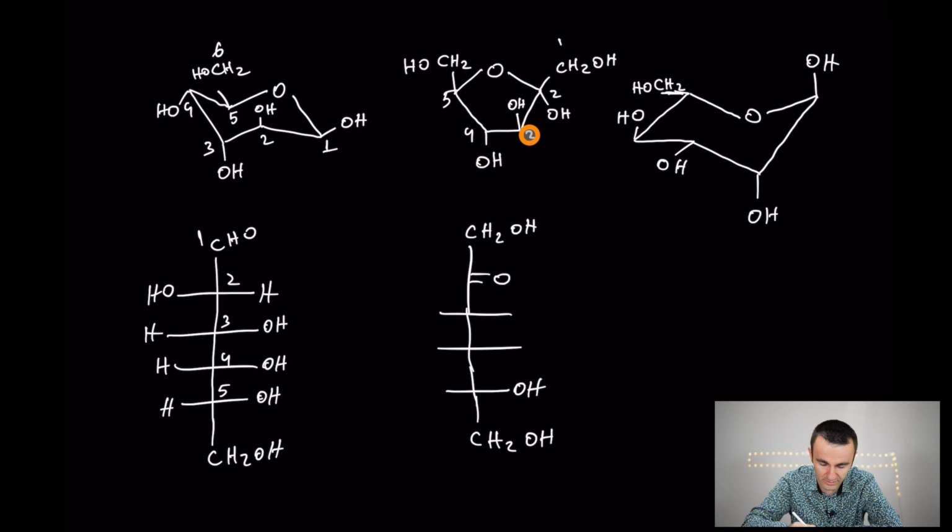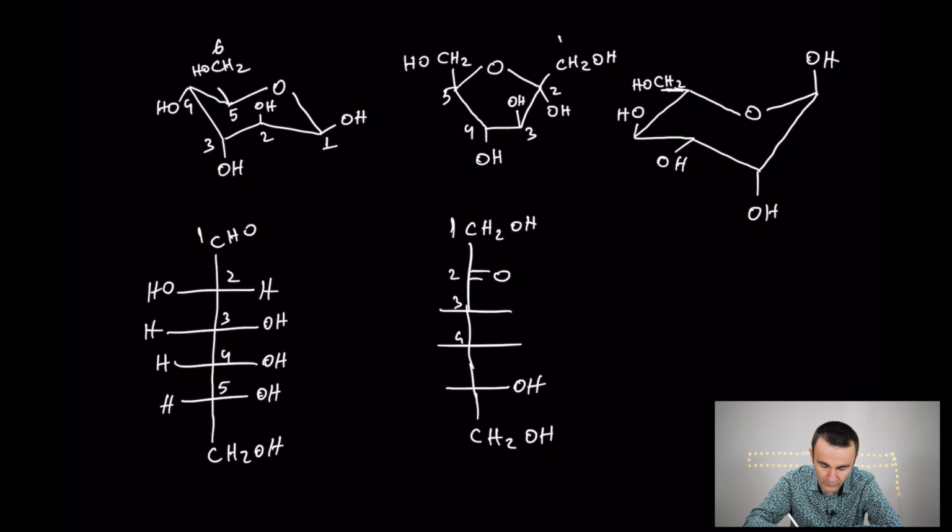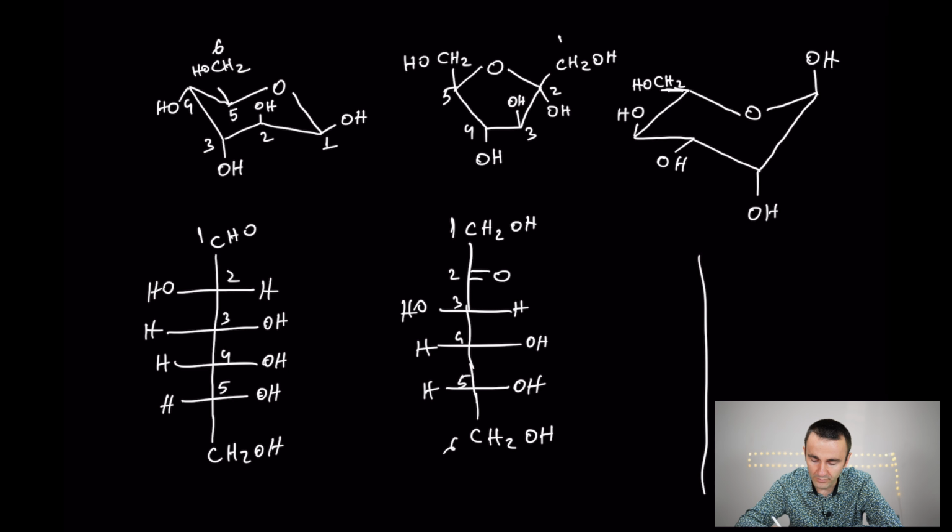Let's move to the third position, because 1, 2, 3, 4, 5, 6. Third position, what do we have? An OH that is up. Fourth position, an OH that is down. And the hydrogen here. And that's it done. Let's move to the last one.